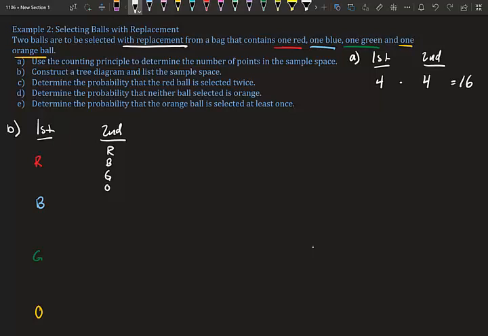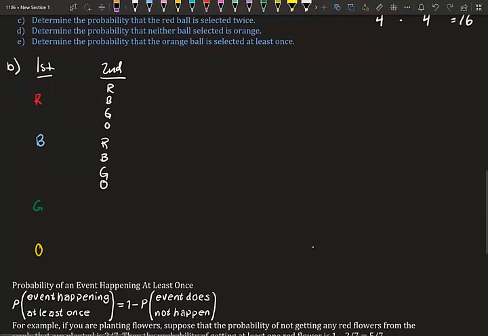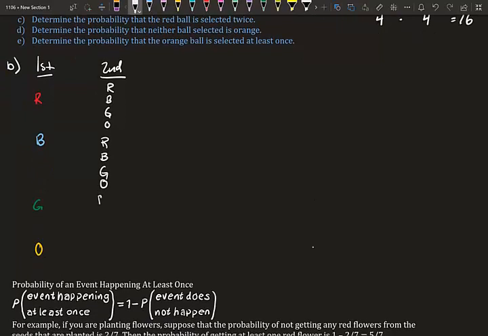If I pick a blue, tally it, and then put it back, I can still pick red, blue, green, or orange. If we pick green, and put it back, we still have the opportunity to do red, blue, green, orange. And if we pick orange, we still have the opportunity to do red, blue, green, orange.